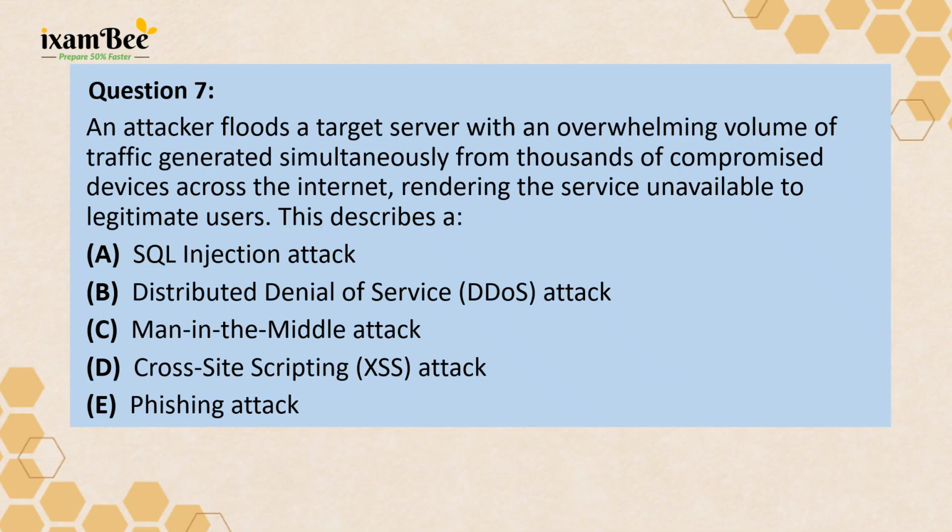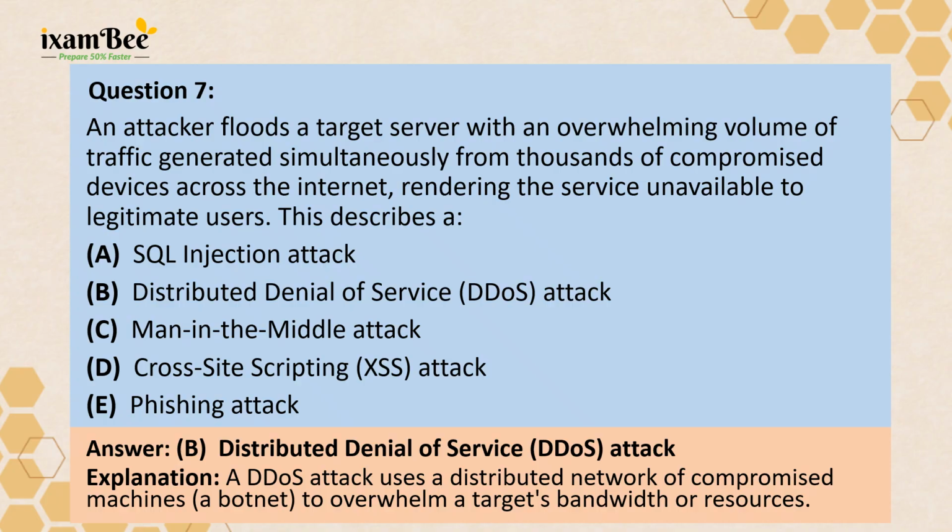Next we have: an attacker floods a target server with an overwhelming volume of traffic generated simultaneously from thousands of compromised devices across the internet, rendering the service unavailable to legitimate users. This describes which attack? The correct answer here is B, distributed denial of service or DDoS attack.